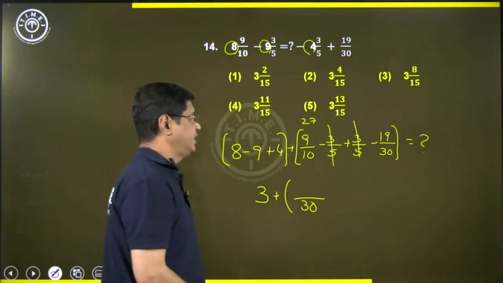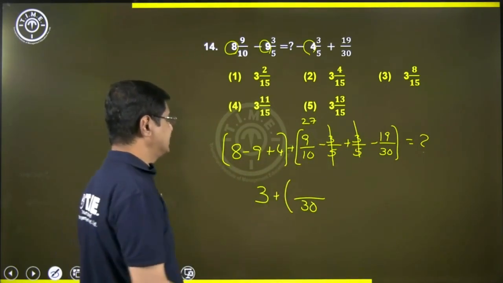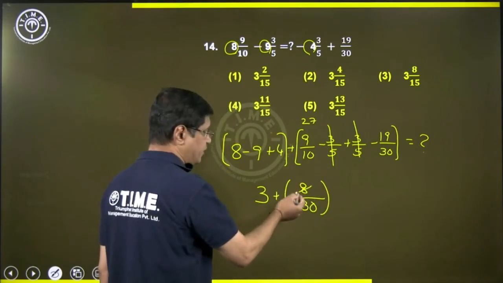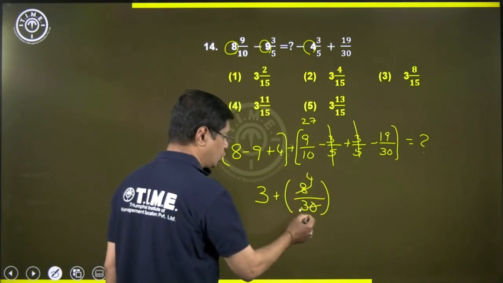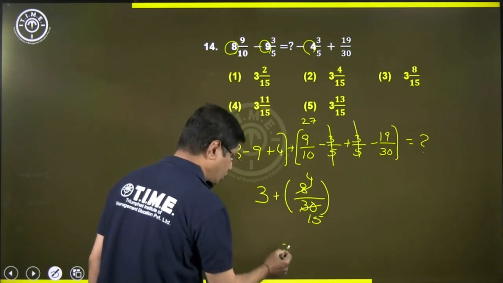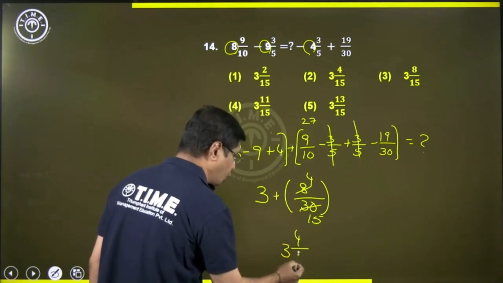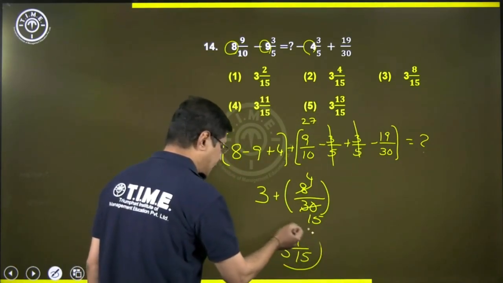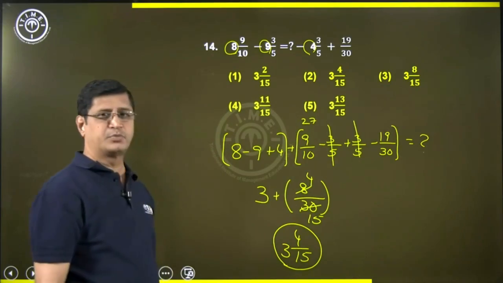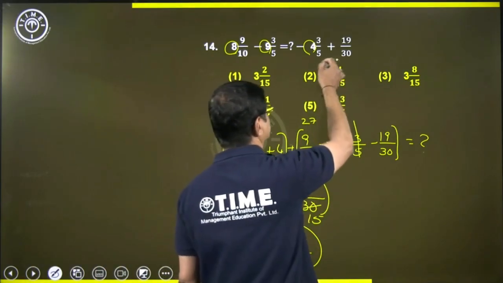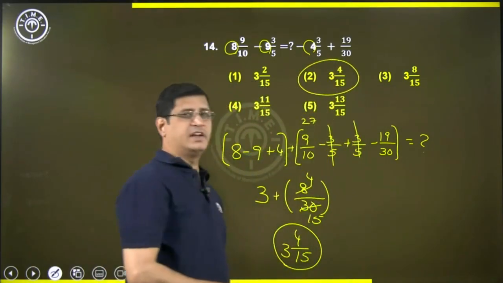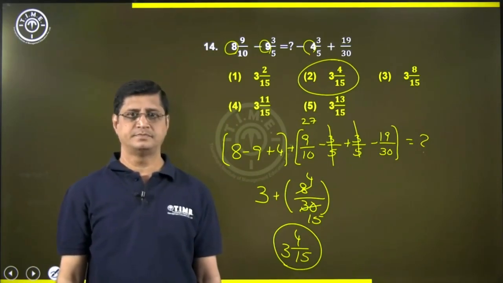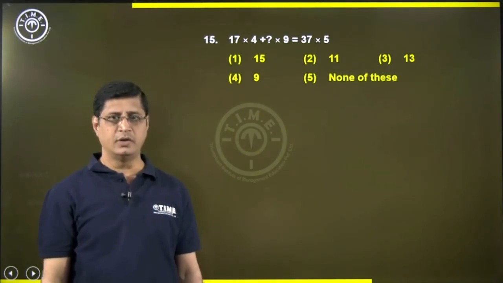27 minus 19 means it is 8. Simplify, 2 4 times, 2 here, 15 times. What is the result? 3 4 by 15. So 3 4 by 15, yes. What is the option here? Choice 2. Sum of the integers and sum of the proper fractions is the logic. Now look at the next example on your screen.